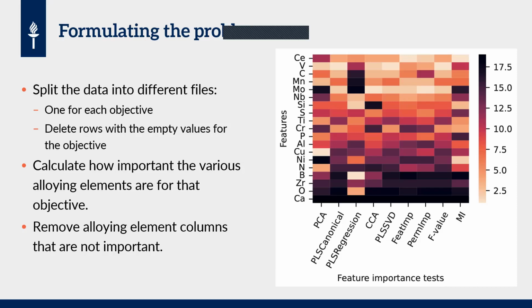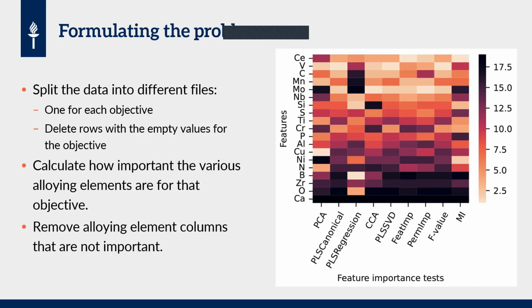Maybe phosphorus is important for the yield strength, but we can do the same calculations for ultimate tensile strength, and maybe phosphorus won't be as important. So now we don't just have one set of decision variables, but we have one set of decision variables for one objective, another set of decision variables for another objective, and each one of those sets is smaller than 20. The number of dimensions is smaller than 20.